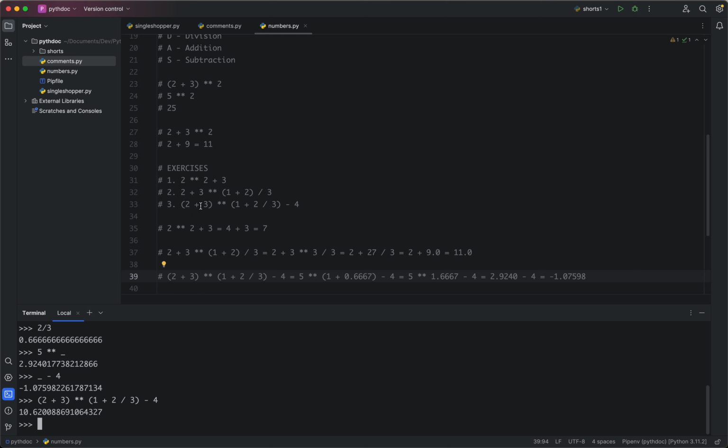So we have 5, because we solved this first. 1 plus 2 divided by 3 gives us 1.66, and that's still correct up until this point. And so we do 5 raised to power 1.66. Let's see, 5 raised to power 1.66666666, whatever it is. So let's see, we have 14.0, and I think that's where I made a mistake. The fact that I didn't add this one to it, so that was where the mistake came from. And if we do that and then we subtract 4 from what we have there, we have 10.62, which is the correct answer. So that's what I expect.